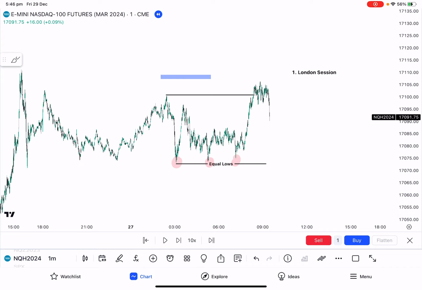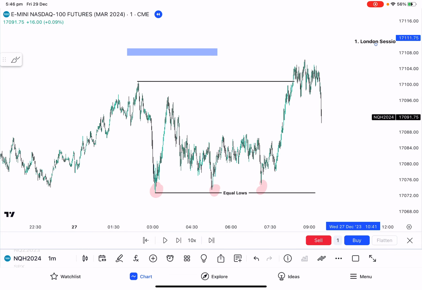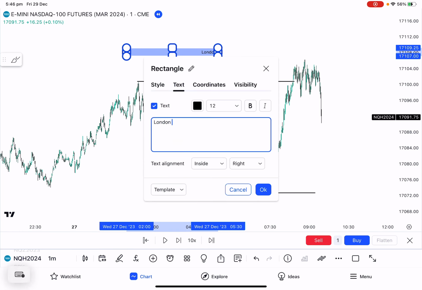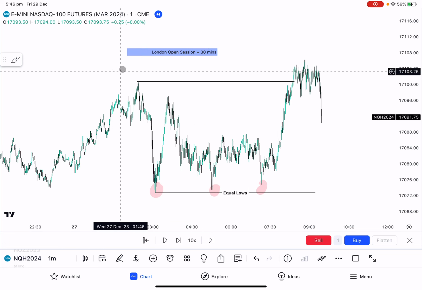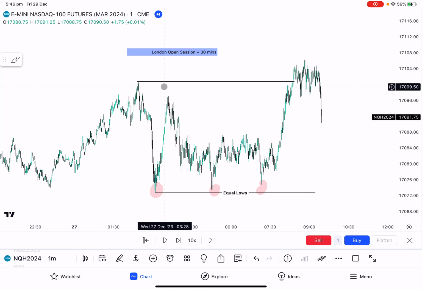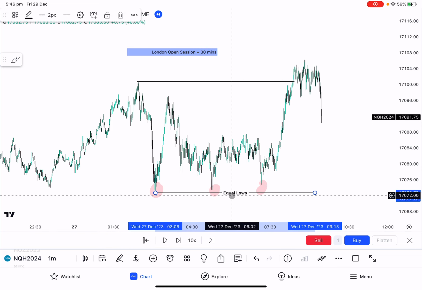That's the first thing. Now, London session or London open session is marked right here, right? And what I'm going to do, I'm just going to draw a text box inside here. That here is London open session plus 30 minutes. So London open is from 2 o'clock to 5 o'clock. And usually I just extend that a little bit more. And that gives me swing highs and swing lows that may be a draw on liquidity.